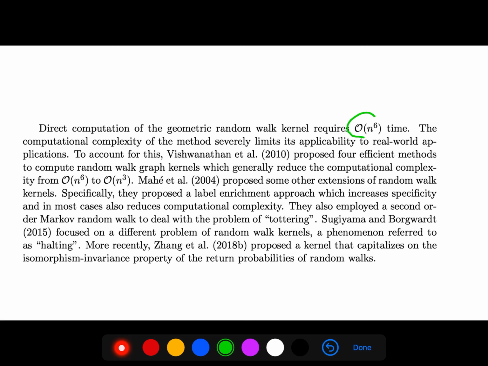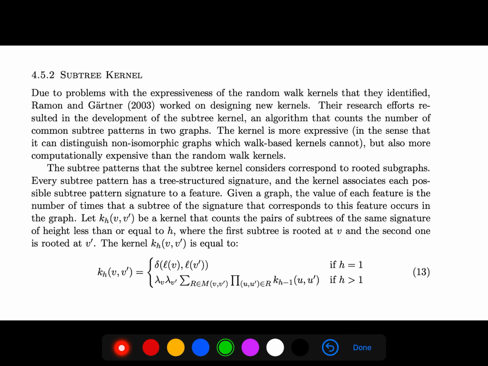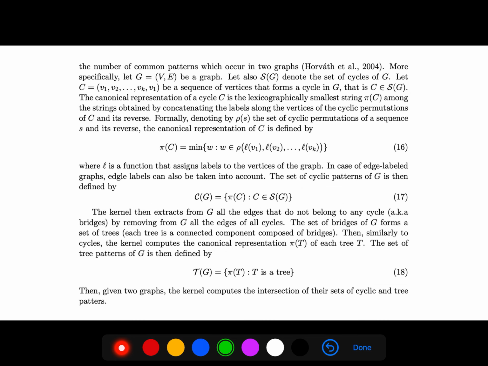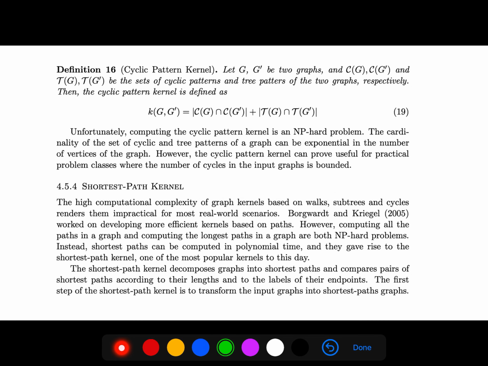But the direct product computation of the geometric random walk kernel is computationally expensive. So it limits the applicability. That's why people use other kernels that are not very accurate, but still don't have this problem of computational complexity. For example, the sub 3 kernel, or the cyclic pattern kernel. This is a cyclic pattern kernel.